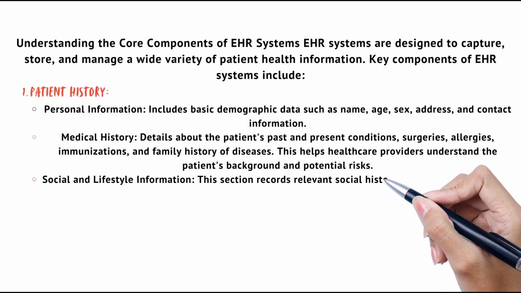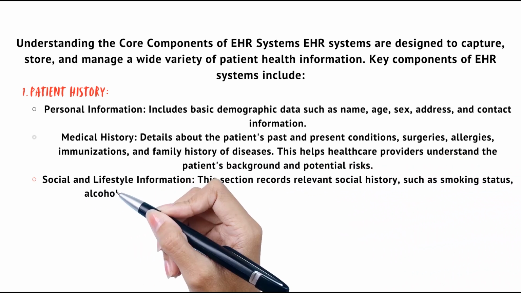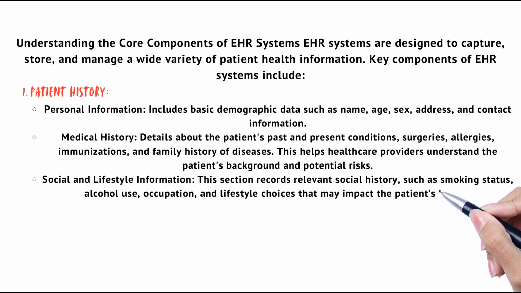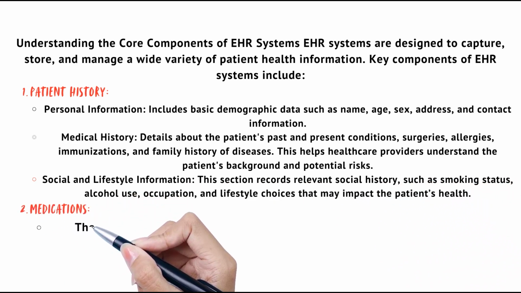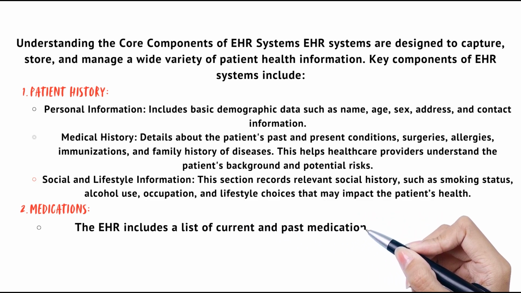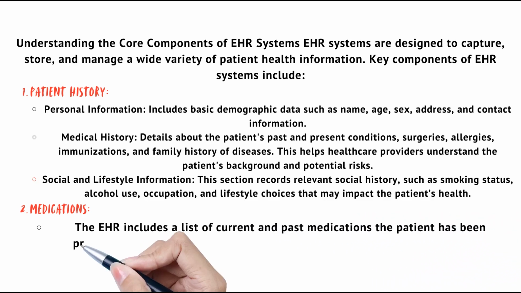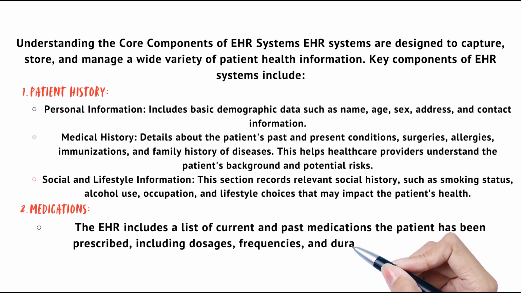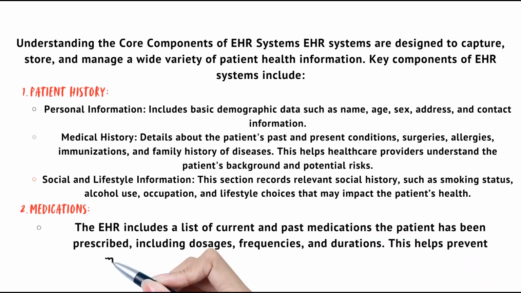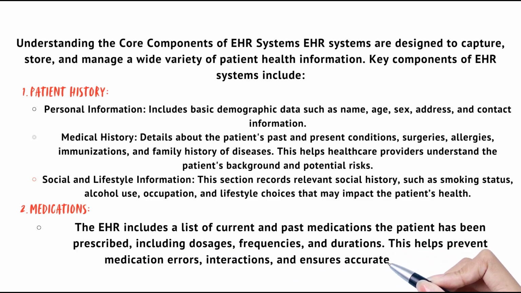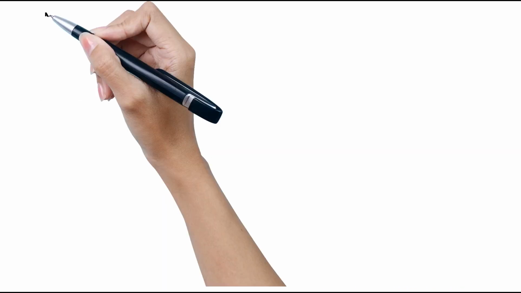Social and lifestyle information. This section records relevant social history, such as smoking status, alcohol use, occupation, and lifestyle choices that may impact the patient's health. Medications. The EHR includes a list of current and past medications the patient has been prescribed, including dosages, frequencies, and durations. This helps prevent medication errors, interactions, and ensures accurate prescribing.